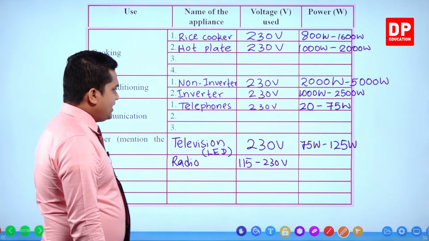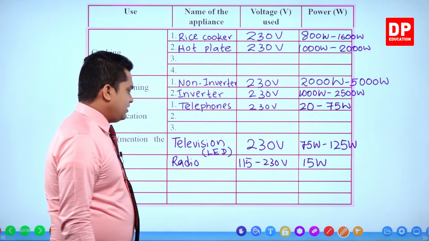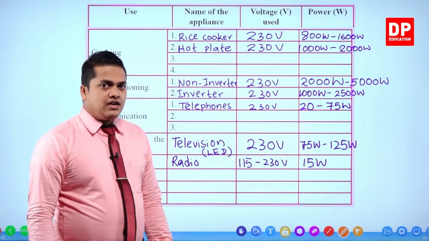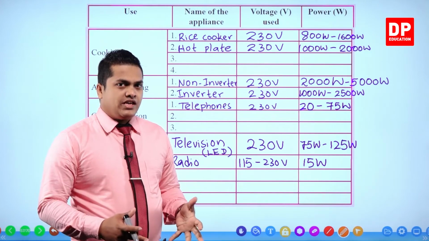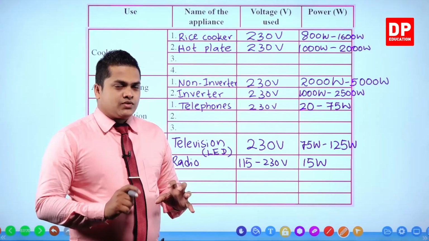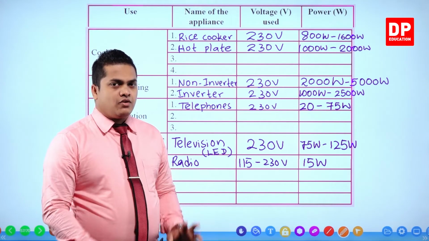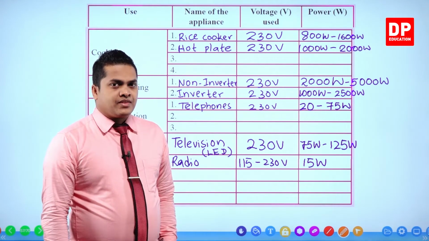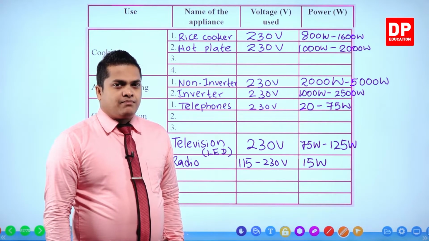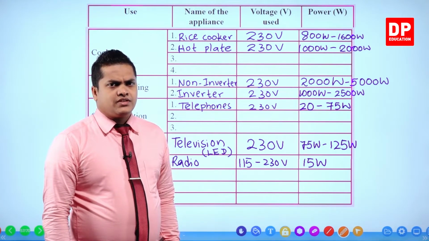Okay then. A radio is about 15 watts, my dear children. 15 watts. So I have prepared the table. These are according to my knowledge and my experience. I hope that you will find out more details about these electrical appliances, right? Find out even more types of electrical appliances that you use in your day-to-day life. Get their watt values and see how much the watt value is.